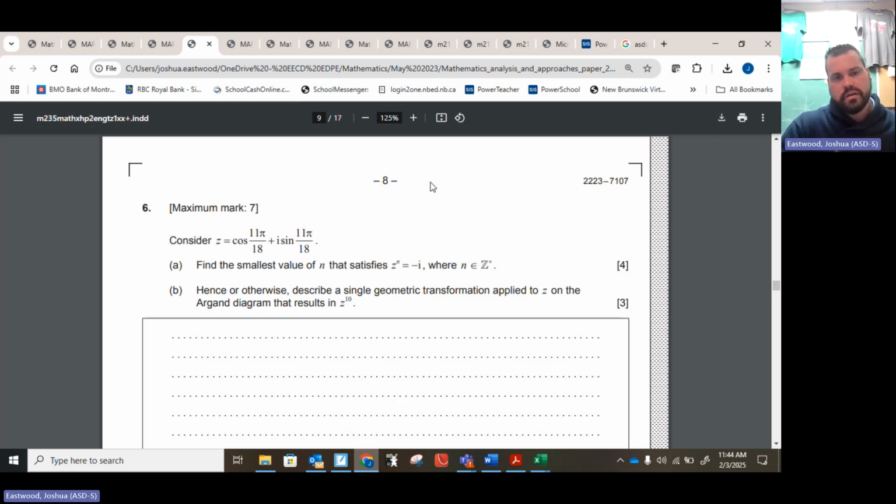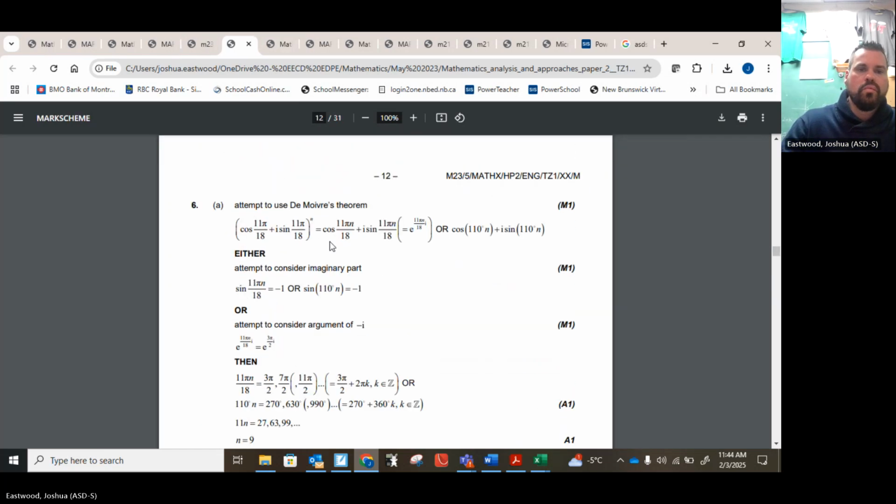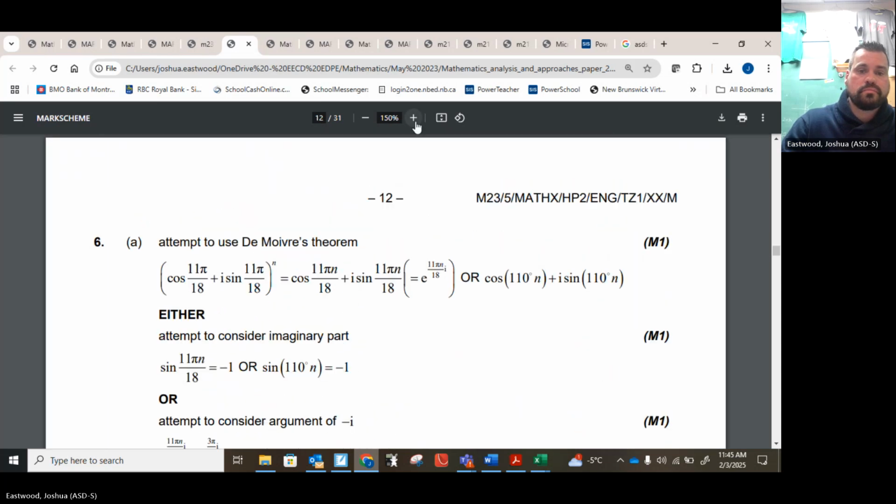It says, find the smallest value of n that satisfies z to the n is equal to minus i. So what that tells you is, first of all, the real part has to be 0. If you look at the mark scheme, if you use n as a power, you're using De Moivre's theorem, you get cosine of 11 pi n over 18 plus i sine of 11 pi n over 18. So you have those two separate things. Then you say, okay, I need the real part to be 0.